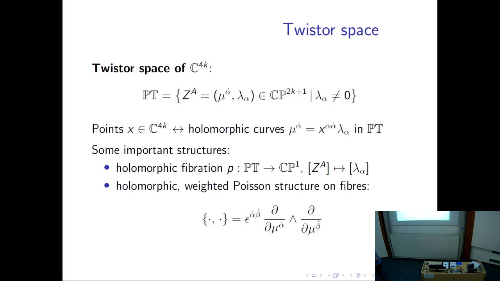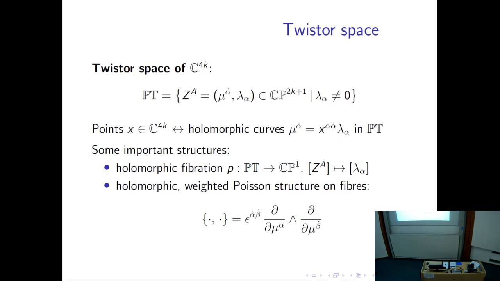And then the subset that I remove from this complex projective space is the subvariety where all of these lambda alpha coordinates vanish simultaneously. So that's like removing CP2K minus 1 from this CP2K plus 1. And since lambda alpha has 2 components, and we're saying they can't both be simultaneously vanishing, that means we can treat lambda alpha like a homogeneous coordinate on the Riemann sphere. And that means that we get a holomorphic fibration of this twistor space over CP1, over the Riemann sphere.